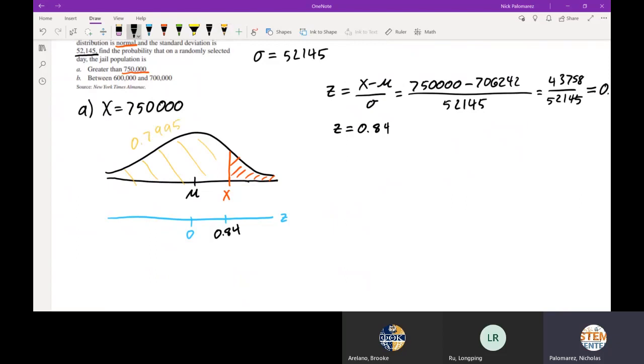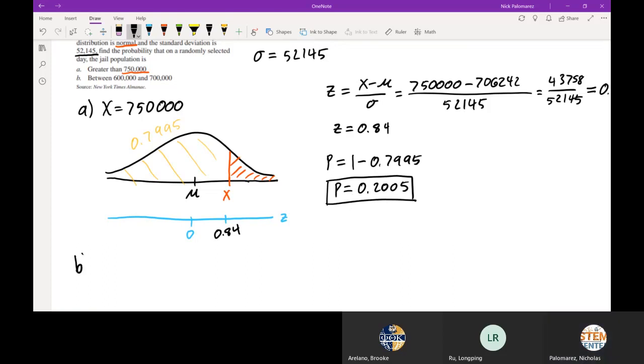So then our probability, whenever you're dealing with looking for the probability of finding a value greater than your X, is always going to be 1 minus the value from the table. 1 minus 0.7995, and that gives us that our probability P is equal to 0.2005. And that's our answer to part A.